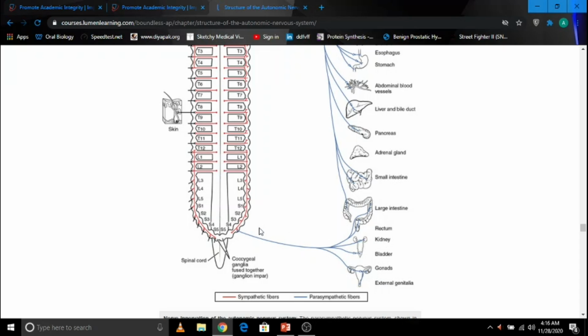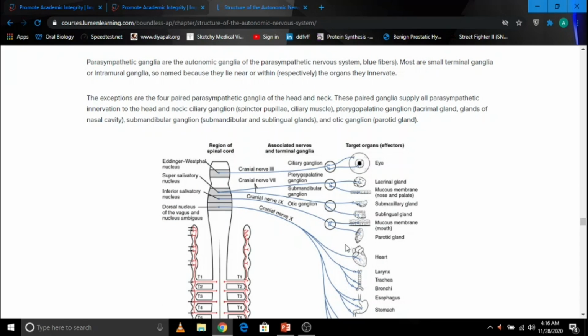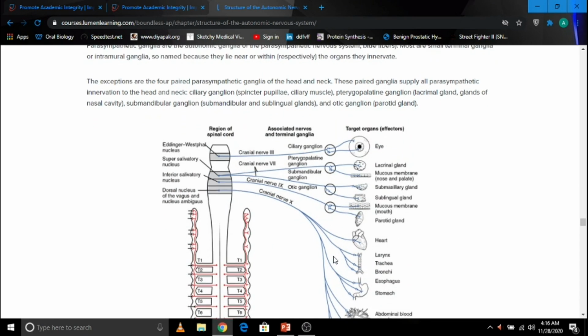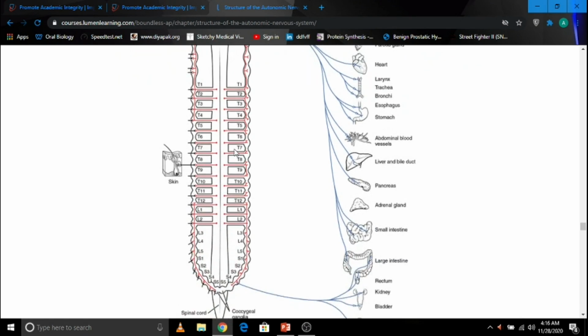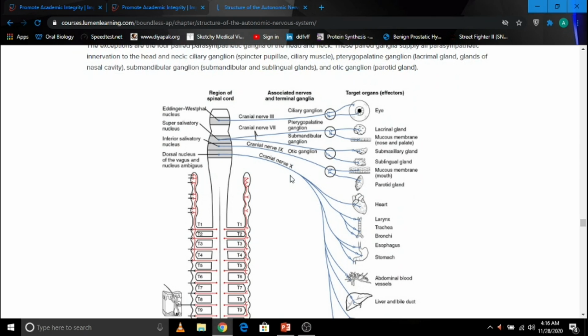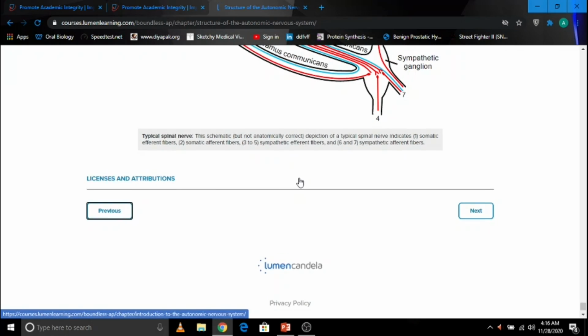So the sacral division of the parasympathetic nervous system is responsible for micturition and defecation, whereas the cranial nerves control all these other functions. Therefore the parasympathetic division is also called the craniosacral division, because it is controlled by the cranial nerves and also by the sacral region of the spinal cord.